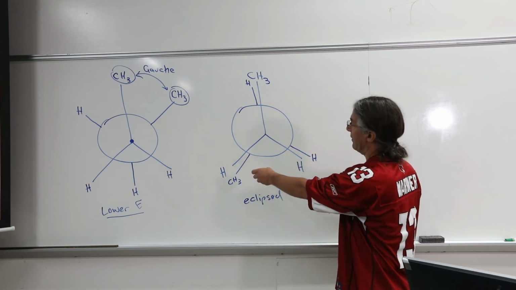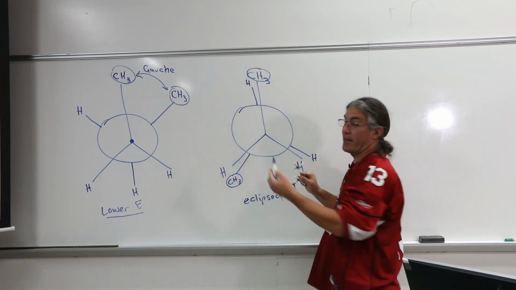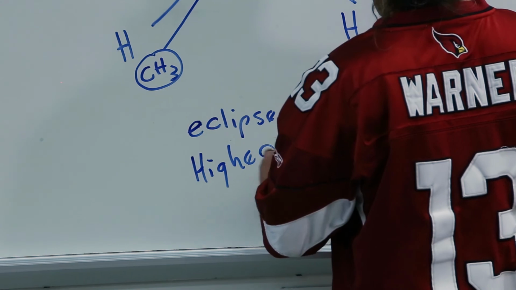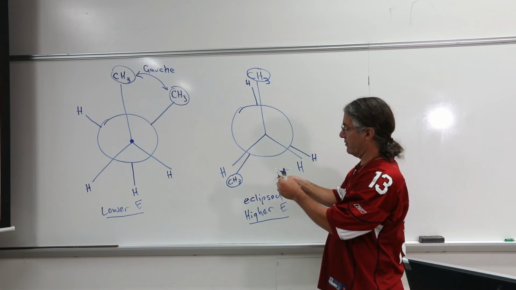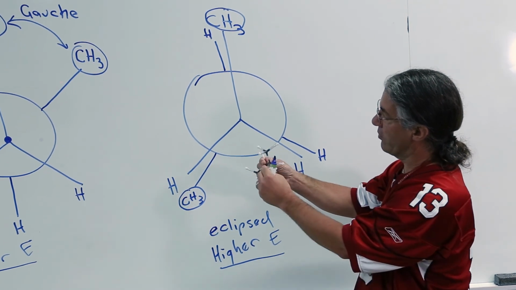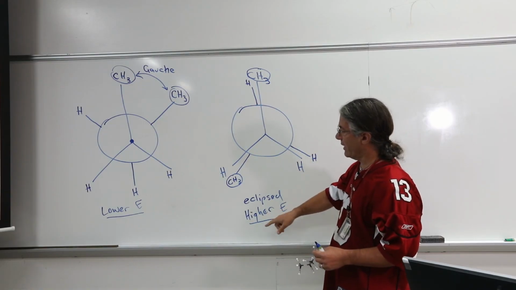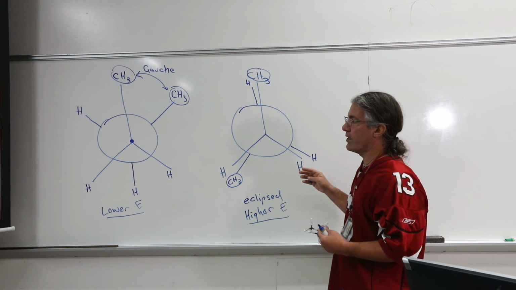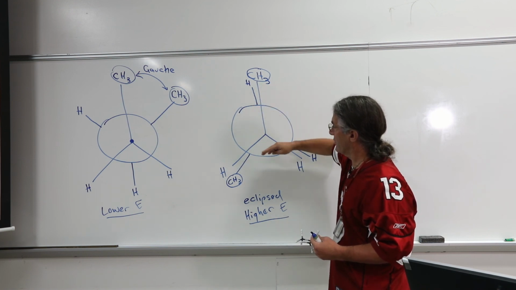So this one is called eclipsed because things are lined up, but it's not fully eclipsed because the big group is not lining up with the other big group. Big groups are lining up with small groups. So this is eclipsed, and because it's eclipsed, it's higher in energy. Because the big groups are fairly far away from each other, it's not the highest energy. If we had the two methyls lined up, it'd be the highest energy, fully eclipsed. This one is eclipsed, but the big groups are farther away. So anytime you have an eclipsed conformation, you've got a higher energy conformation. Anytime you have a staggered conformation, you've got a lower energy conformation. And then there's different extremes. So eclipsed with big groups lining up with small groups is higher in energy, but not the highest.